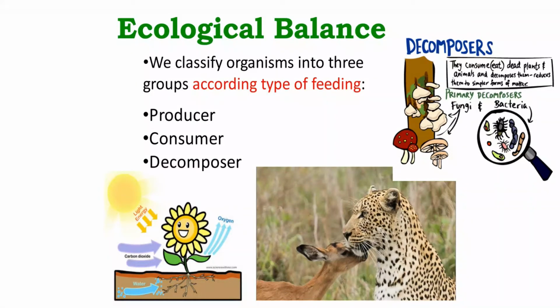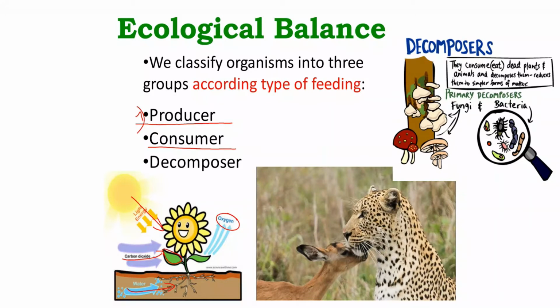We classify organisms into 3 groups according to type of feeding. Like what in the first part, producer. The producers are the organisms which can produce their own food, like what? Like plants. They produce their own food by taking carbon dioxide from the air, absorbing sunlight energy by chlorophyll in the green leaves, and water through their roots to produce food and oxygen. So they produce their own food, so we call them producers.